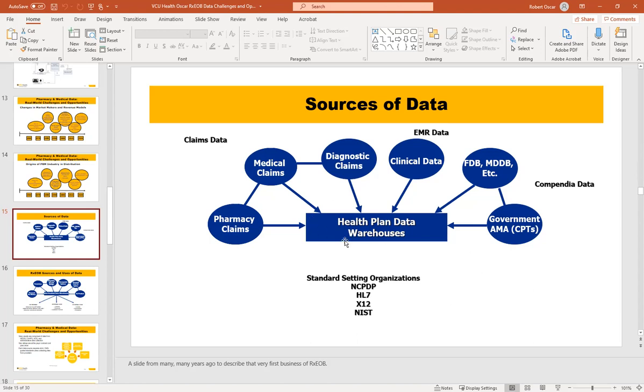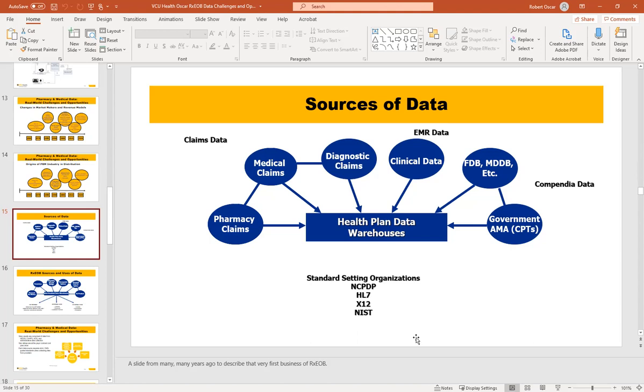Sources of data that we use in a health plan's data warehouse really break down into claims data, which can be pharmacy, medical, or diagnostic claims, but also electronic medical record data that can go in the form of clinical data into those data warehouses. They're also going to need to use compendia such as First Data Bank, Medi-Span, Wolters Kluwer's Gold Standard, and the like. Since the government mandates the use of some of these data sets, they have gone into the business of creating their own, in the form of RxNorm or SNOMED. The AMA, the American Medical Association, owns the CPT codes, by the way.